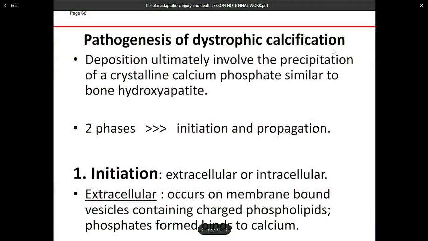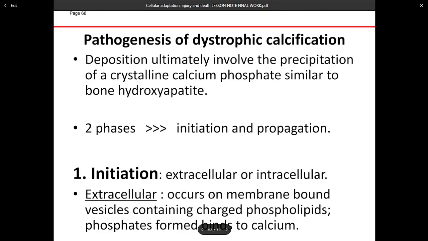Now, pathogenesis of dystrophic calcification. Deposition ultimately involves the precipitation of a crystalline calcium phosphate similar to bone hydroxyapatite. Two phases: initiation and propagation. Initiation involves extracellular and intracellular mechanisms.